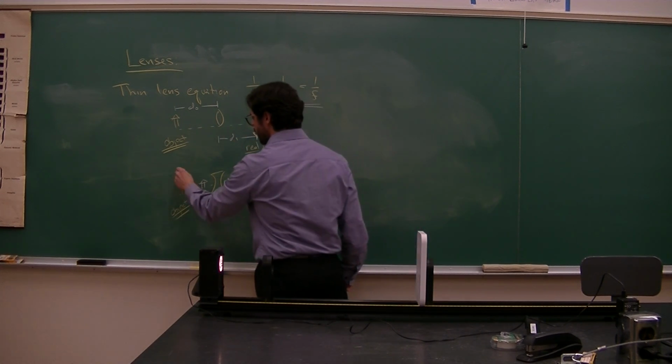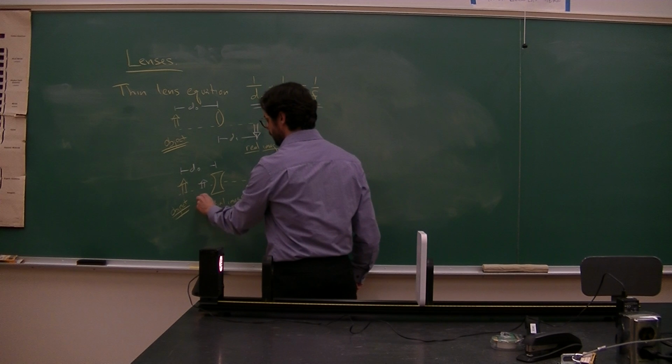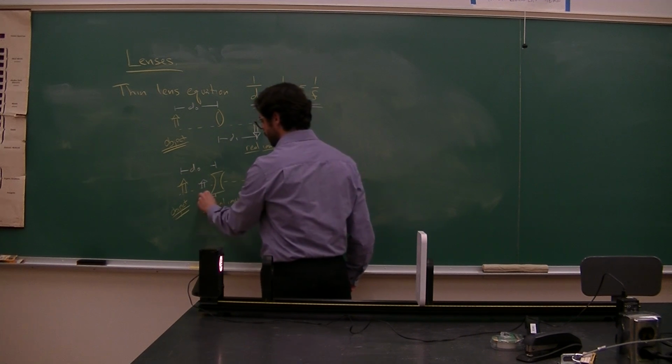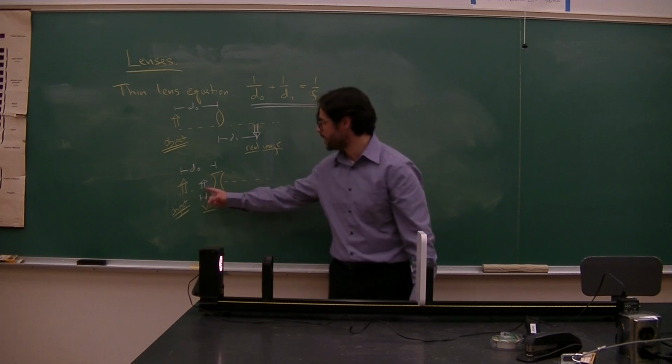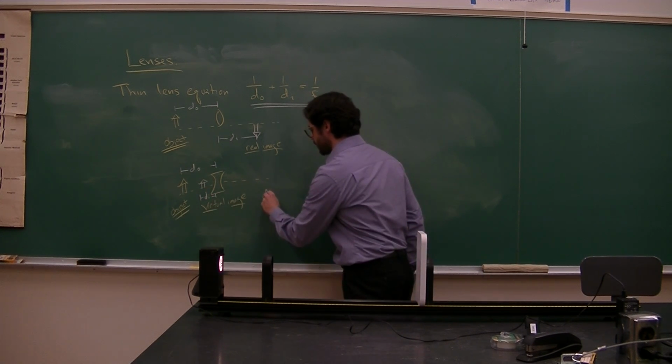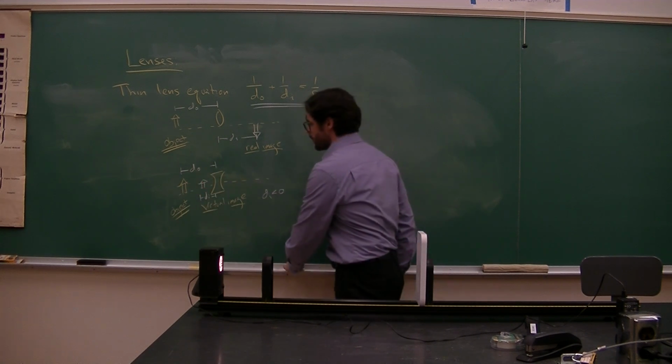The other option is that you can make a virtual image. So in this case, this is still DO, this is still DI. All of these distances are measured from the lens, including the focal length. But this would actually be negative. So in this case, DI is negative. It's on the same side as the object. So this is a virtual image.